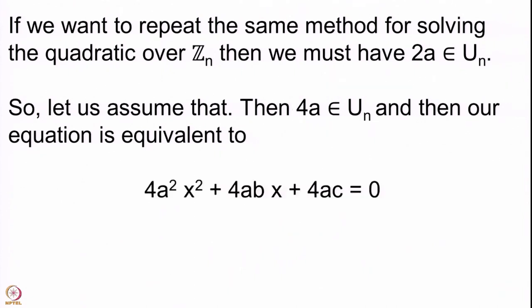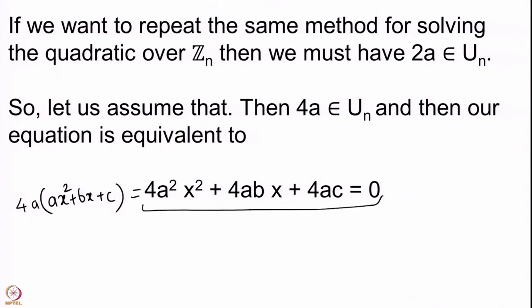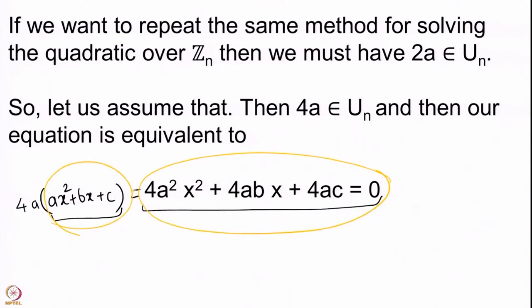and then our equation is equivalent to the following equation: 4a square x square plus 4abx plus 4ac equal to 0. This is because this is simply 4a into the equation that we started with. Whenever you have a solution to this equation, you have a solution to this equation. Whenever this is 0, this has to be 0, because these two are identified by multiplying by an inverse, by an invertible element.